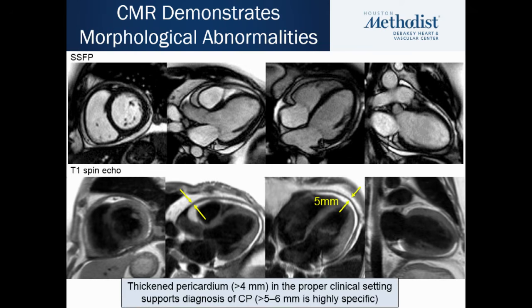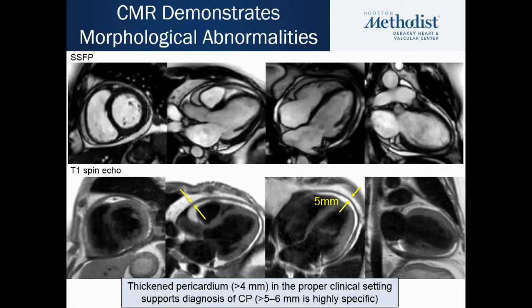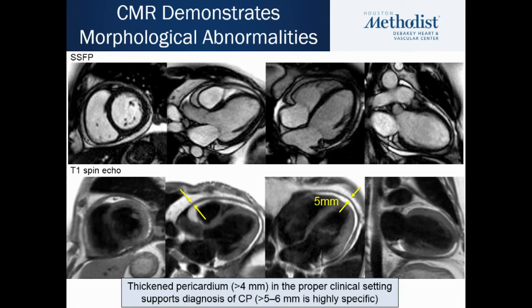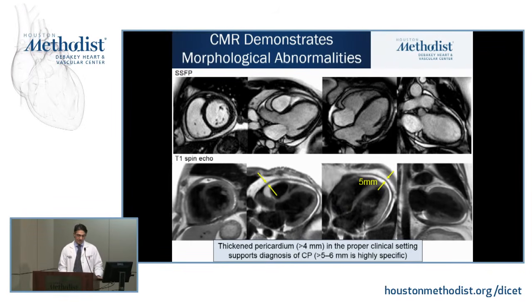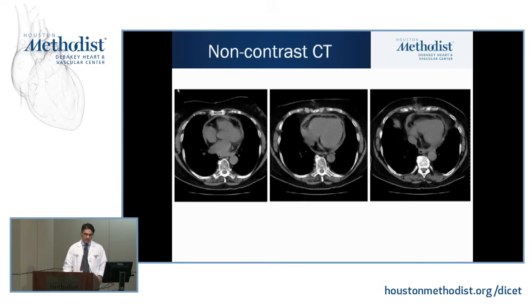But there's more morphology that we can do, right? We need more physiological proof that this is actually doing something. But in general, again, more than 4 millimeters, in the proper setting, is diagnostic, especially if it's 5 to 6 millimeters. So here was the non-contrast CT of this patient. I'm bringing in whatever image so you can see how this process looks with different techniques. And it's the exact same as you would expect, this rind-like process around the heart.